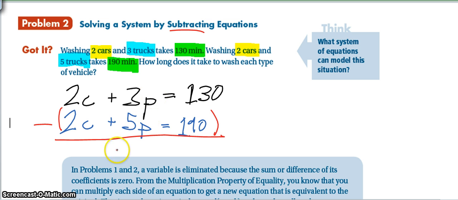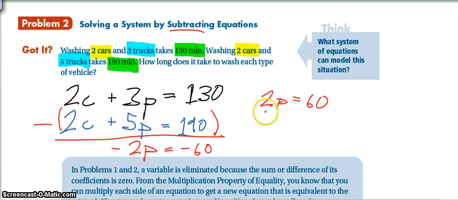So what we see is that negative 2p is equal to negative 60. But what we really know that means is that 2p, 2 pickup trucks, take 60 minutes. So we can do the division to find out that 1 pickup truck takes 30 minutes. Now that we know that, we can plug back into either equation and figure out how long it takes to wash a car. So figure that out.